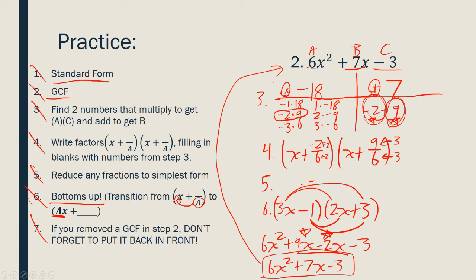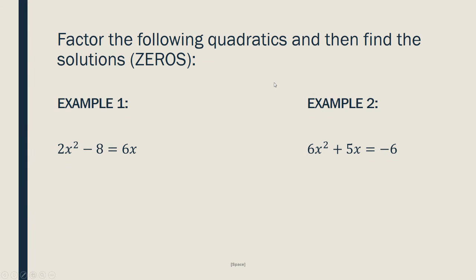Good. Okay, we've done some review and practice of those factoring problems. Let's move on just a little bit. So this slide says factor the following quadratics and then find the solutions, or the zeros. So after we factor these quadratics, then we're going to need to solve them. That's what we're all about. We're going to go on and talk about solving these quadratics. So we're going to do one of these so I can show you what's going on.